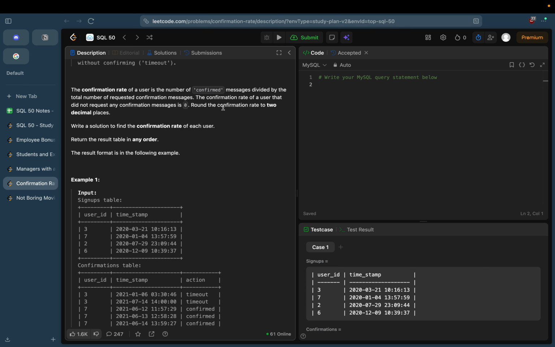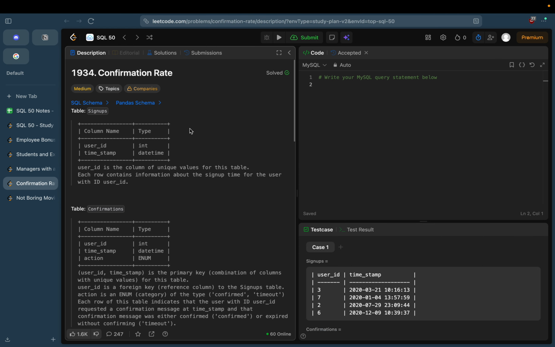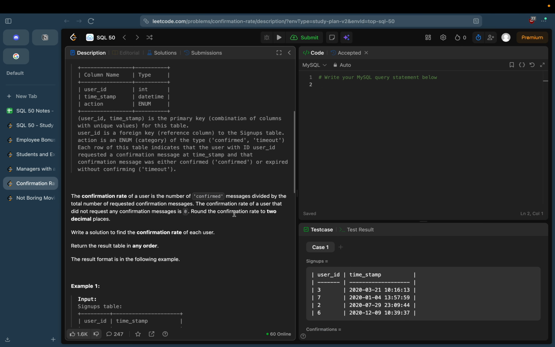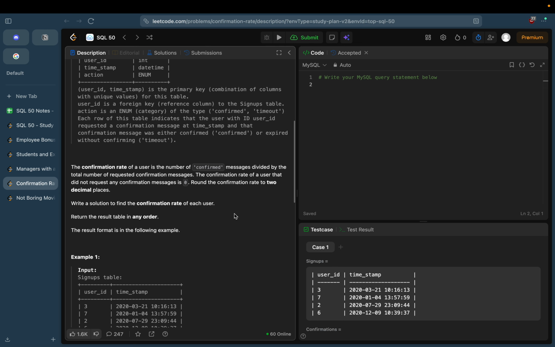Alright, so to solve for it, let's first complete the question. Write a solution to find the confirmation rate of each user. For each user, this helps us identify that we'll be using a left join, and we'll be using the signups table on the left hand side, so that each user that has signed up, whether or not they have given a confirmation, is getting selected. Right, and we'll have to group it by user ID as well, so that we get unique answers.